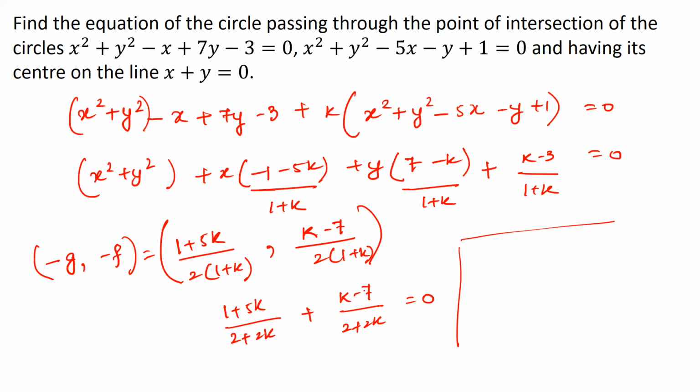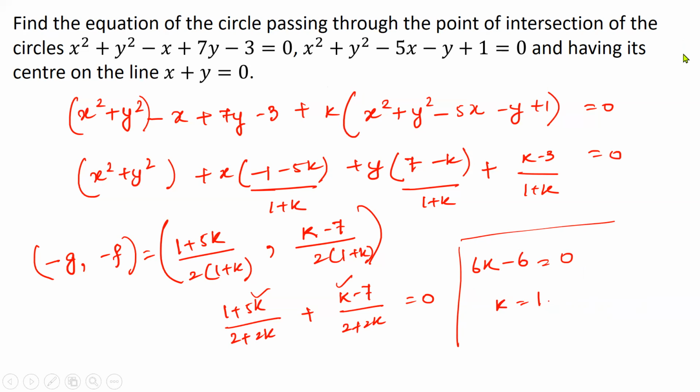And on simplification, what I get is 1 plus 5k plus k minus 7. So 5k plus k gives me 6k, and 1 minus 7 gives me minus 6, divided by 2 times 2 plus 2k is equal to 0. So cross multiplying vanishes this thing. All I'm left with is 6k minus 6 is equal to 0, or 6k is equal to 6, or k is equal to 1. So I've got the value of k. I just need to plug it in here and simplify to find the answer. I leave this to you as an exercise to complete and solve.